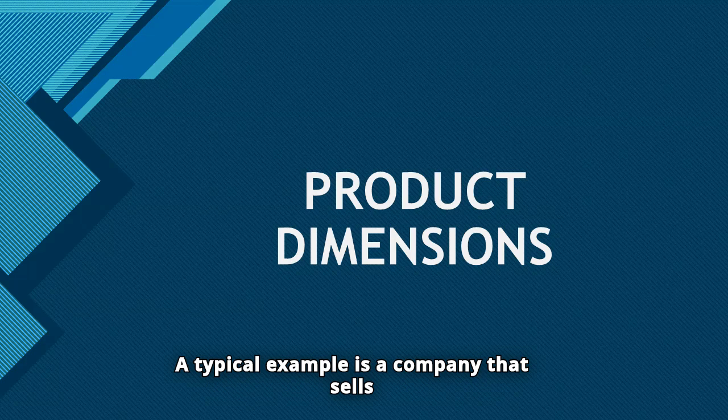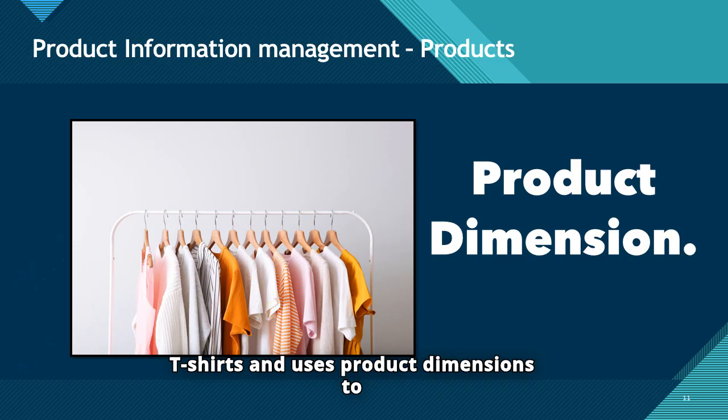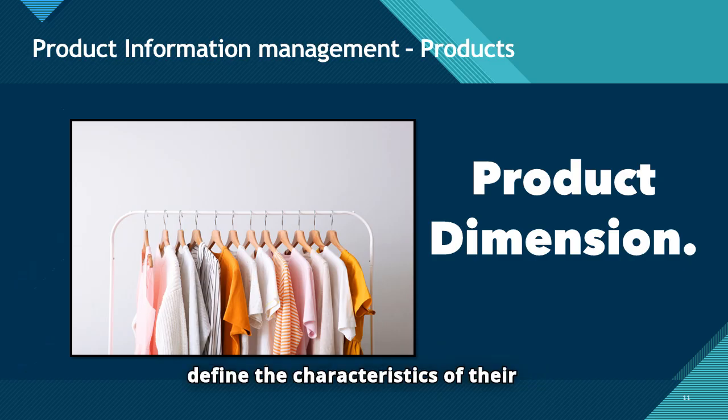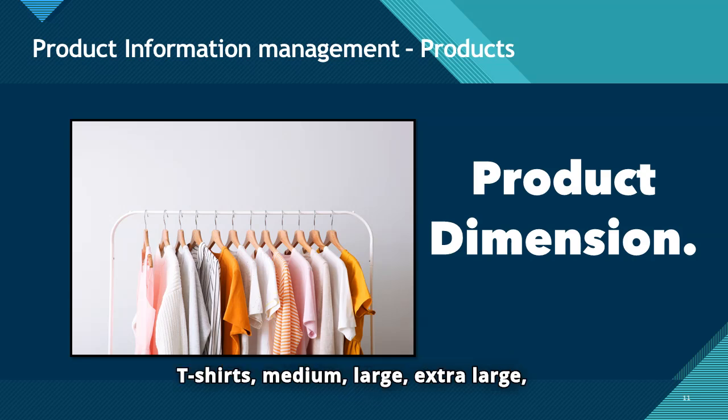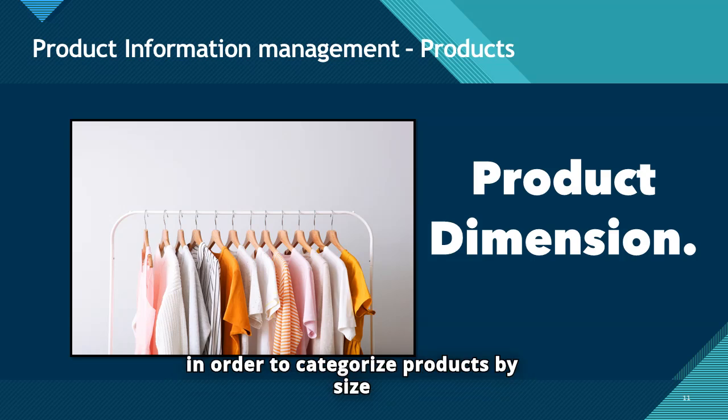A typical example is a company that sells t-shirts and uses product dimensions to define the characteristics of their inventory items. The configuration attributes will be short sleeve, long sleeve, to differentiate between variations in sleeve length. The second option will be using the size like small t-shirts, medium, large, extra large, in order to categorize products by size for customer fit.